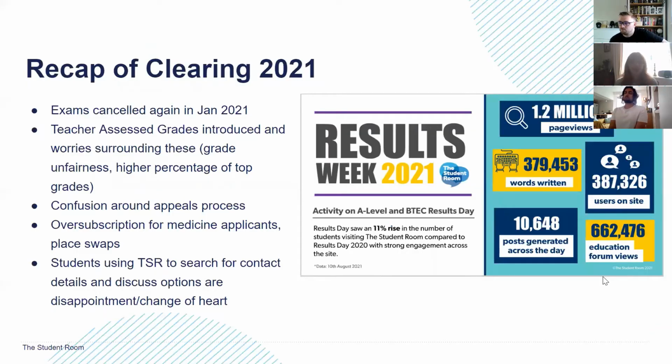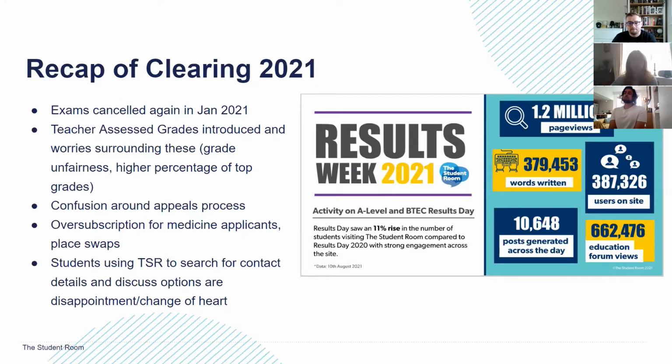So looking at this, exams were cancelled in January 2021, so teacher assessed grades were introduced, and the worries surrounding those, including grade unfairness and a higher percentage of top grades, were really key for students last year. Those worries have also seeped into this year as well, around how those high grades are going to impact these students who are taking their exams currently. We know that grade boundaries are going to fall somewhere between 2019 and 2021, and students are worried that the artificial grade boundaries in that respect are going to impact their futures. And that is a really key concern that a lot of students will be talking about over the next couple of weeks and leading into results day.